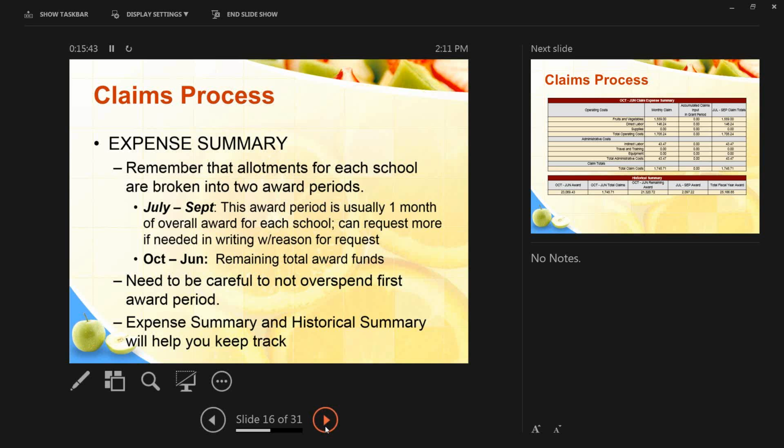And then the next amount of the grant is October through June, so that'd be the remainder of the total awarded funds. And we just want to really caution people to be careful to not overspend in that first award period. And on this next screen, we'll show you the expense summary and the historical summary in CNP that can help you keep track of what you spent.